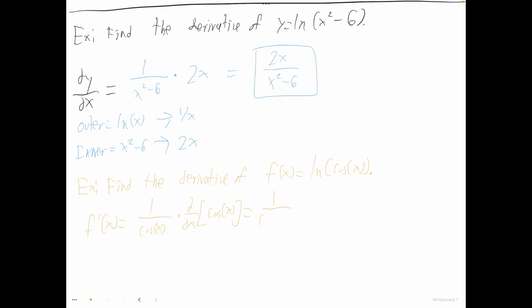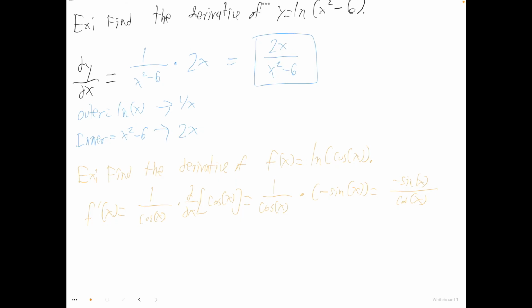So we get 1 over cosine of x times the derivative of cosine, which is negative sine. So this gives us negative sine of x divided by cosine of x. But that then is equal to negative tangent of x. And so the derivative of ln of cosine of x is just negative tangent of x.